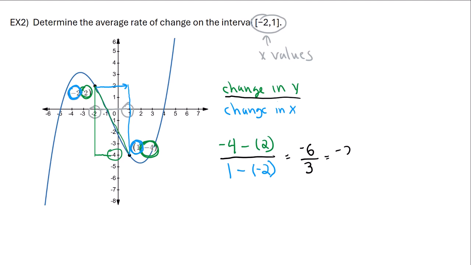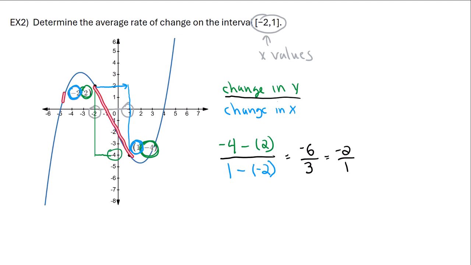If we reduce that, that'll be -2 over 1. So the change is going down 2 and then over to the right 1. So we always go down 2 over 1, down 2 over 1, down 2 over 1. But that would be the average rate of change right there, because that's not a perfect straight line, right?